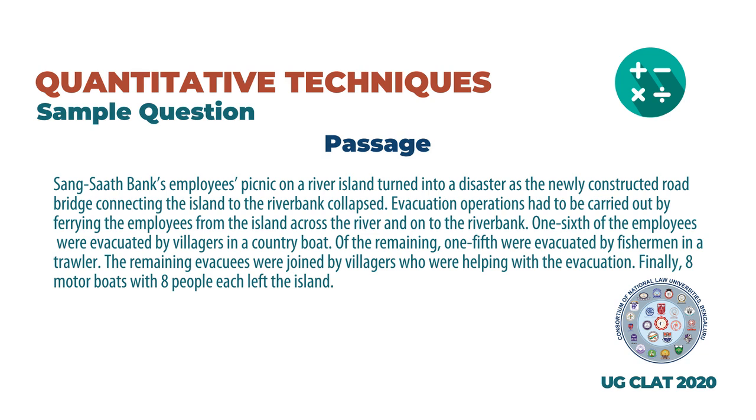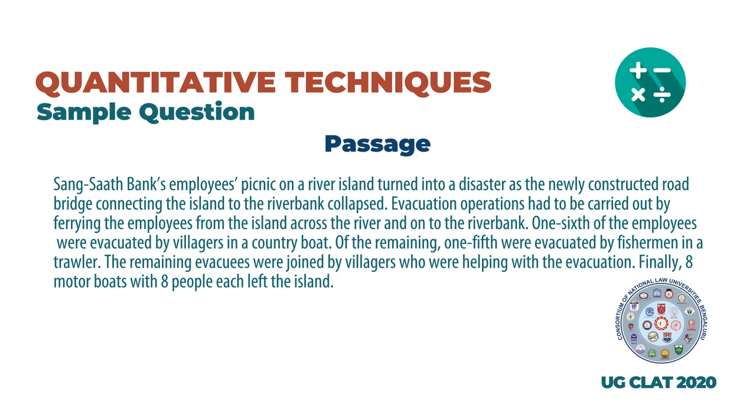Sung South Bank's employees' picnic on a river island turned into a disaster as the newly constructed road bridge connecting the island to the riverbank collapsed. Evacuation operations had to be carried out by ferrying the employees from the island across the river and onto the riverbank.